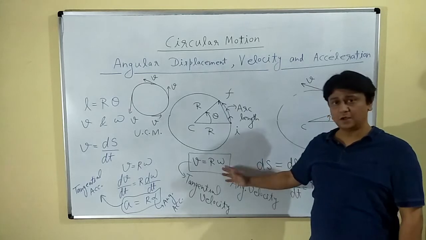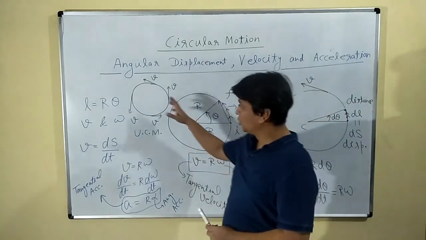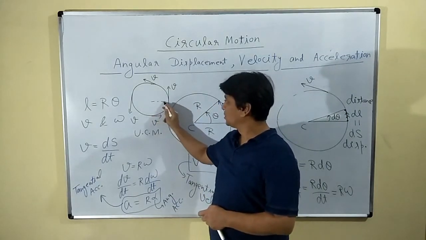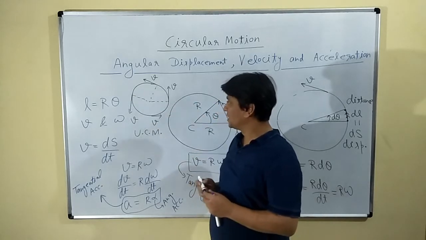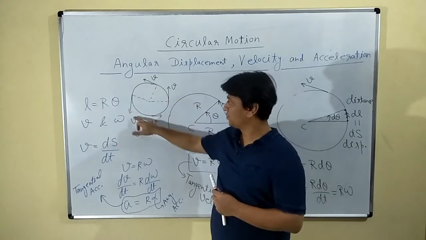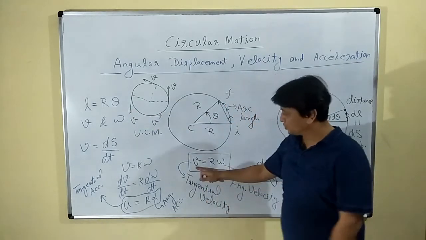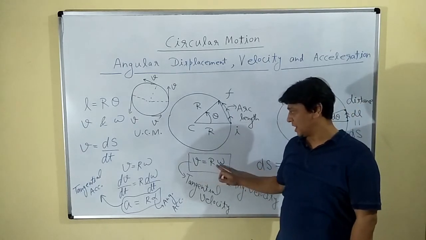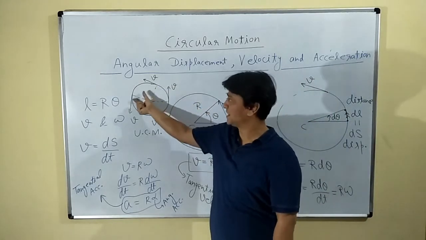What is omega? Rate of change of angular displacement. Look here, you can also feel it. If you are at this place, or this place, or this place, if your velocity is same, your omega is also same, which is also clear from this. If your v is same, omega is also same. Same distance, same distance, same distance.